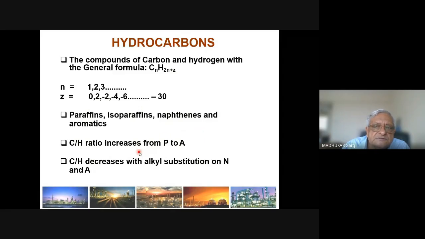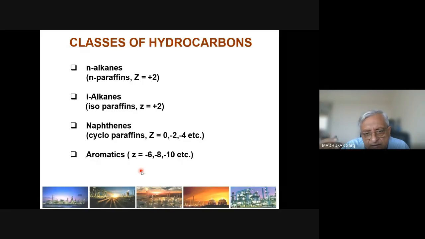Any alkyl group is a CH2. So basically, the carbon to hydrogen ratio decreases as you go to a higher homologous series. Now, this is what I've been mentioning.